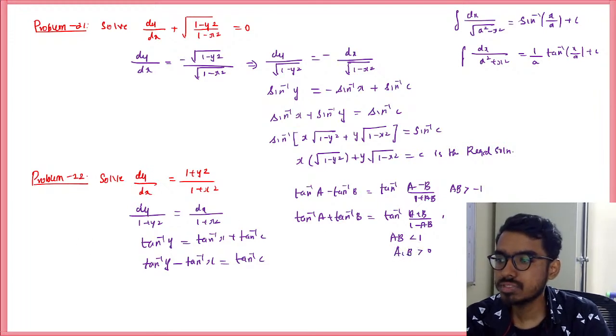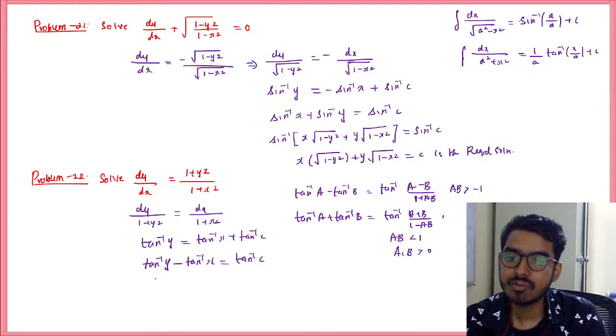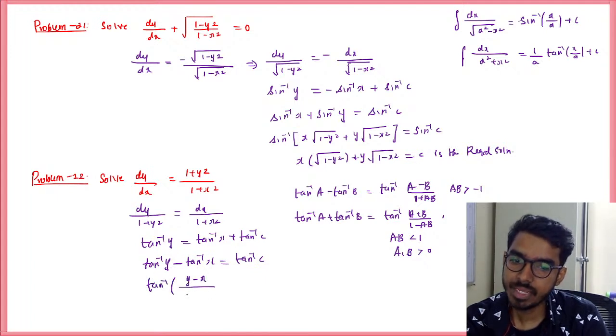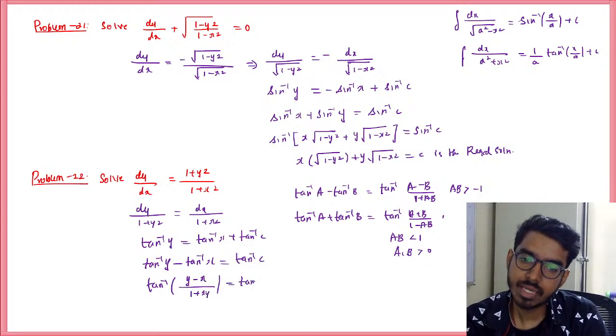Okay, so we'll use this: tan inverse of y minus tan inverse of x, which will be tan inverse of y minus x divided by 1 plus xy, is equal to tan inverse c. The tan will get cancelled. C is equal to y minus x divided by 1 plus xy.